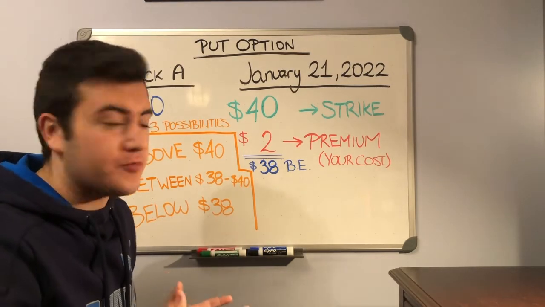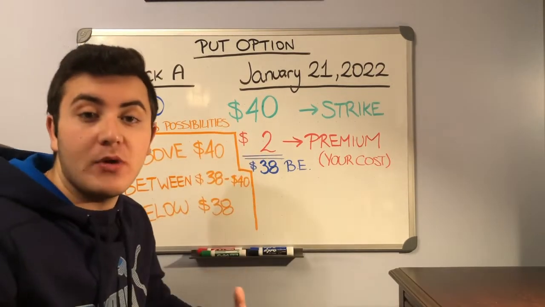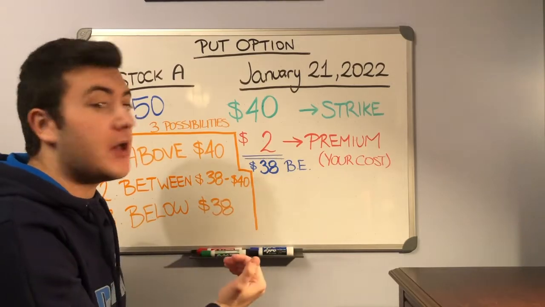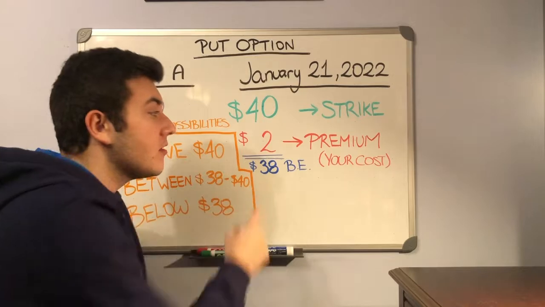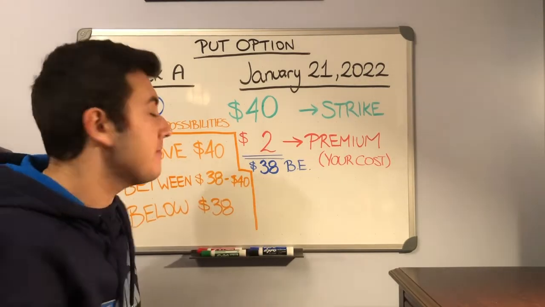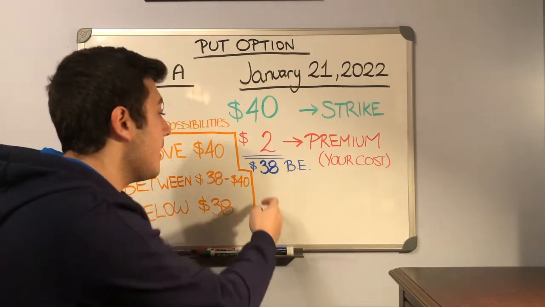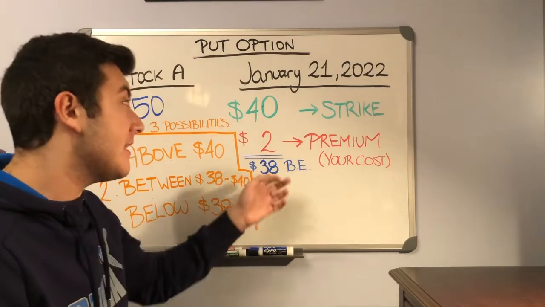You're not losing 100%. Anything below $38, that's where you make your money with put options. So anything below $38, you're making profit basically. So every $2 under $38, you double your money. Okay, so at $36, you double your money. At $34, you triple your money. At $32, you quadruple your money. And then you continue just like that, and you can make a lot of money.